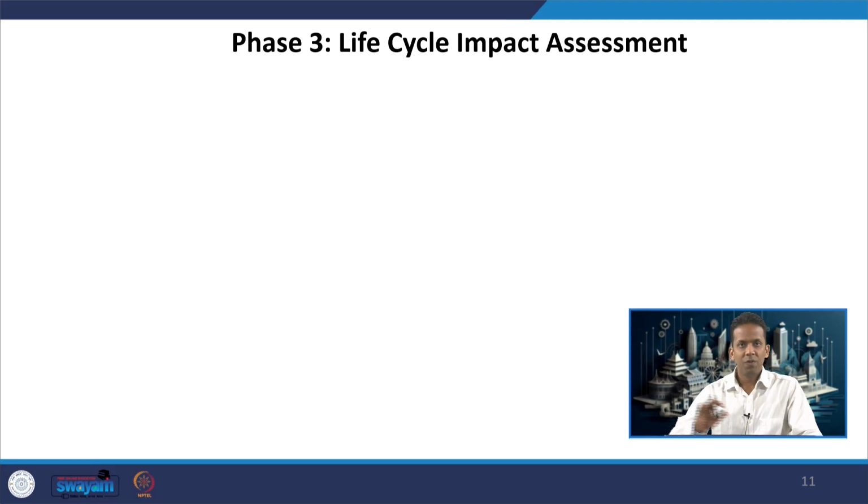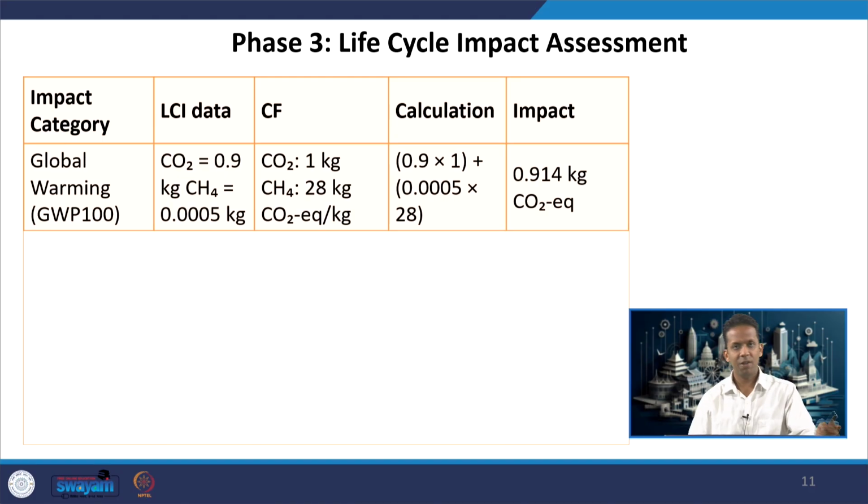Once we know the functional unit and the life cycle inventory, the third step is calculating the life cycle impact, and for that we will need the emission factor or characterization factors, right. Let us take one example of impact category, global warming potential, GWP. From the LCI data, we had CO2 and methane data. CO2 was 0.9, methane is this much, and the characterization factor, if you remember, for CO2 is 1, because 1 kg CO2 equivalent is 1 kg, and for methane, 28 kg CO2 equivalent per kg.